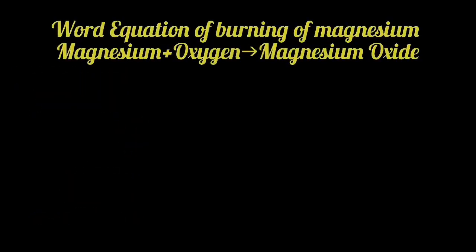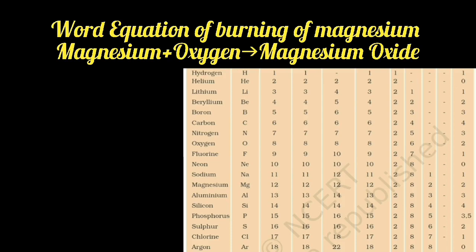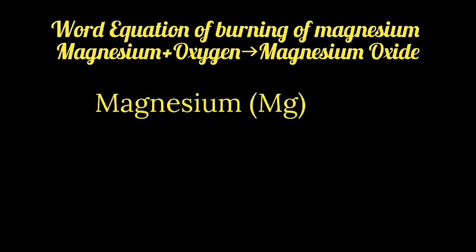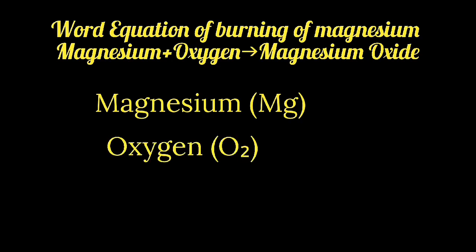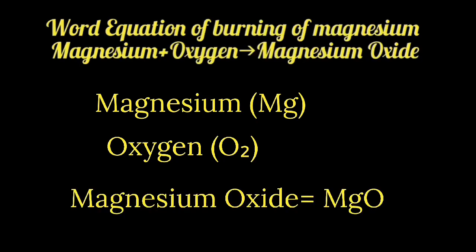Now we are going to represent this in word equation form. Magnesium plus oxygen gives magnesium oxide. This is very long, so let's replace the words with chemical formulas that we studied last year. Magnesium has the chemical formula Mg, while oxygen has the chemical formula O2. Magnesium oxide has the chemical formula MgO.